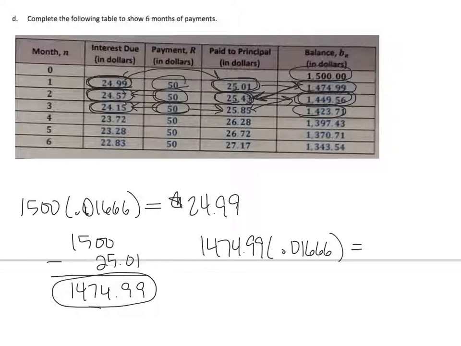All right, so after 6 months, my balance is now $1,343.54. That means that I've paid in principal a whole whopping $156.46 in 6 months. Principal is, I just added these together, 156.46. How much have I paid in interest?